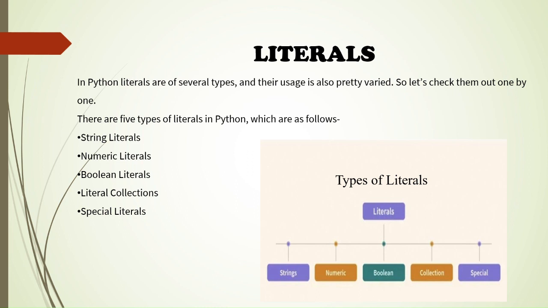Literals. In Python, literals are of several types and their usage is also pretty varied. So let us check them out one by one. There are 5 types of literals in Python, which are as follows: string literals, numeric literals, Boolean literals, literal collections, special literals. Here is the flowchart of types of literals.